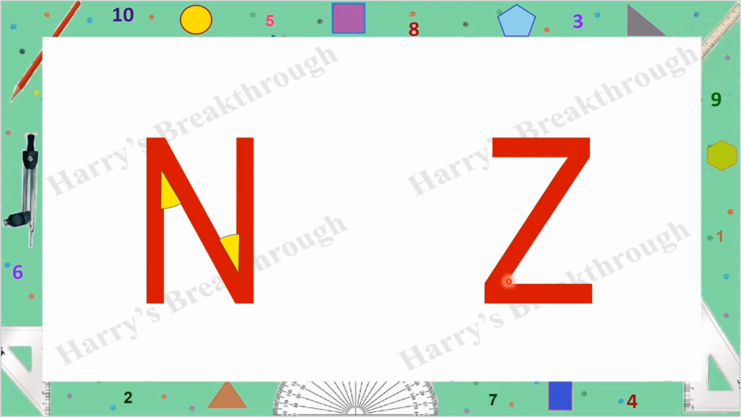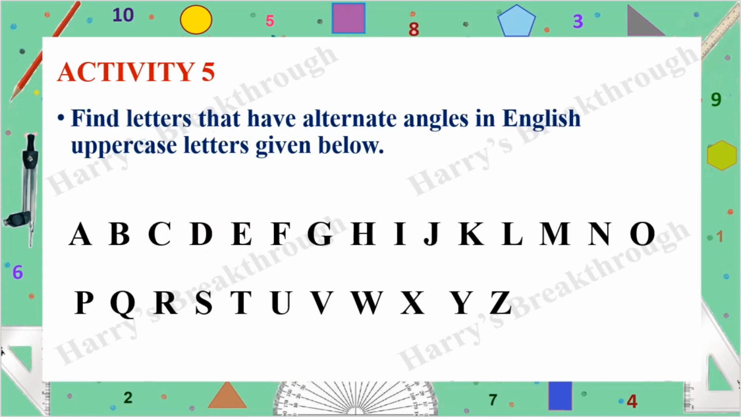Next is uppercase English alphabet Z. Here also you can see a pair of horizontal parallel lines and a third slanted line. So the angles at the reverse positions, here you can see two angles at reverse positions. These are also alternate angles. Like that, you can find some other letters. Find letters that have alternate angles in English uppercase letters given below. So English uppercase letters are given. You have to find which of the letters have alternate angles in them.